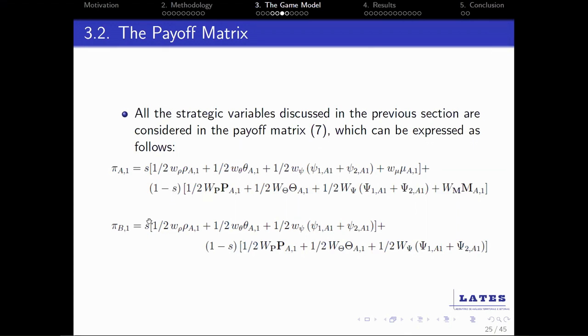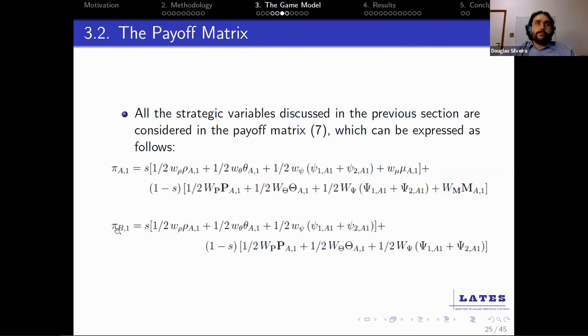And here the type B firm, the one that is originally located in the UK, has a payoff very similar to the other one because they are choosing to be located in the same region.